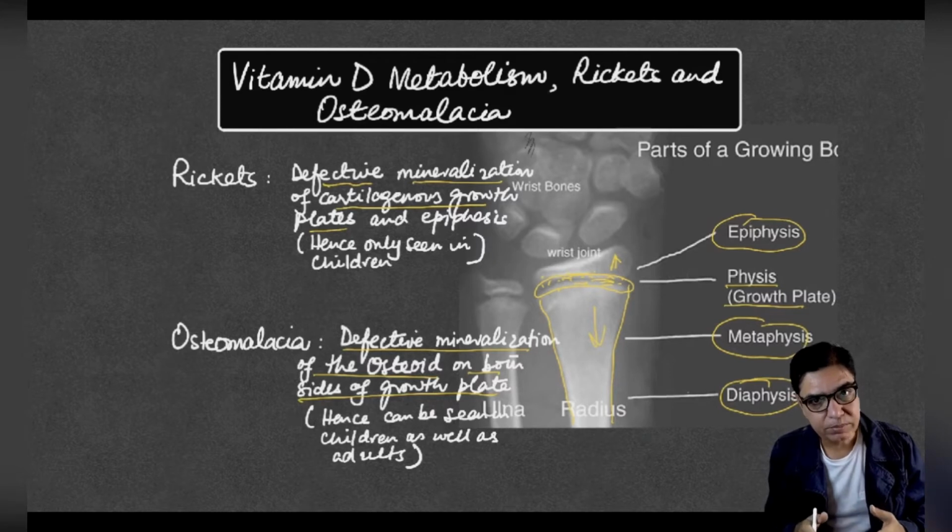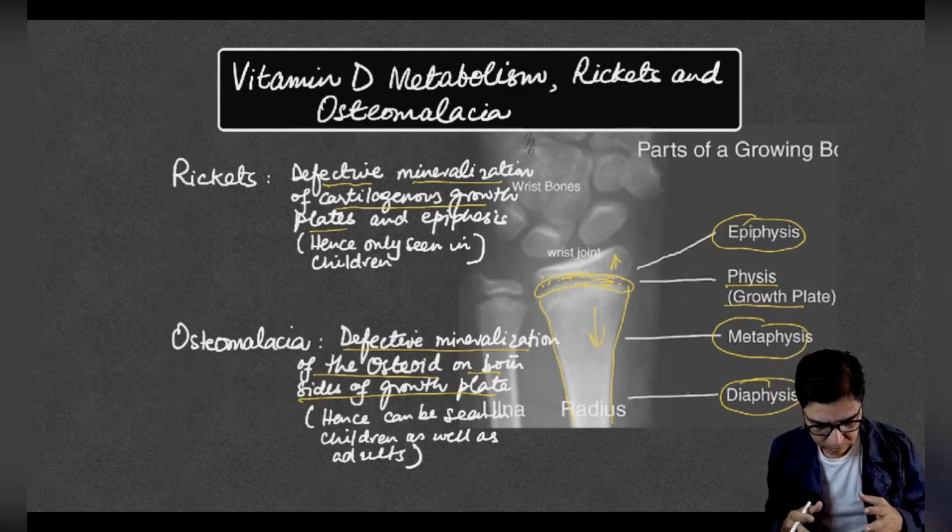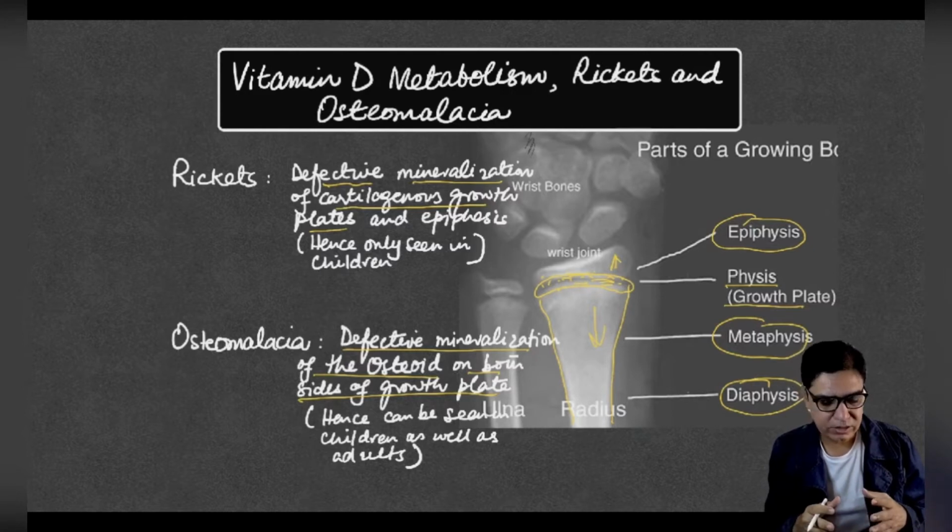But at the same time, if this happens along with rickets in children, like they have got deficiency of mineralization of the cartilaginous growth plate, and they also have got a deficiency of the mineralization of the osteoid part of the bone on both sides of the growth plate, then they would have osteomalacia as well. So the bottom line here is that osteomalacia can be seen in children as well as adults, while rickets is only seen in kids.